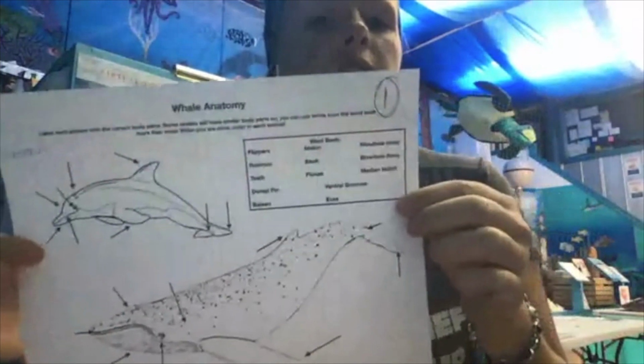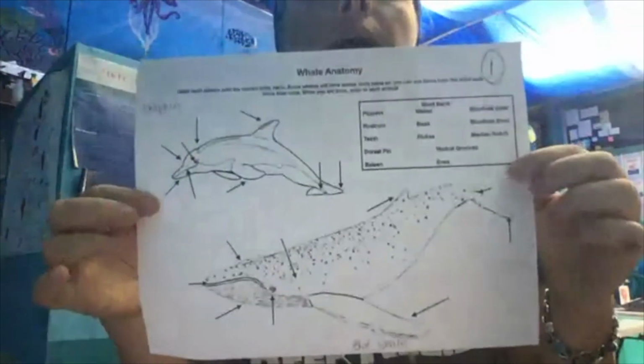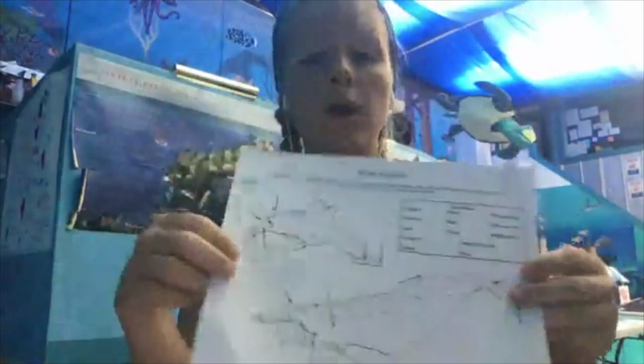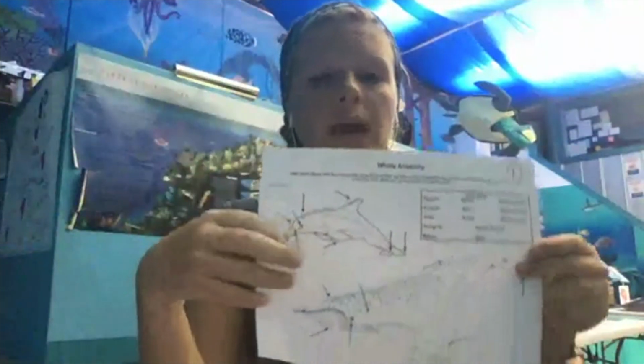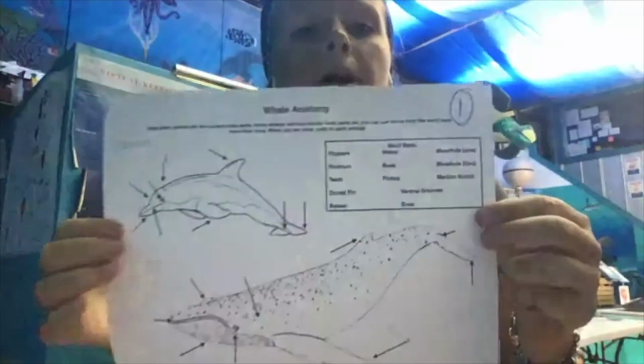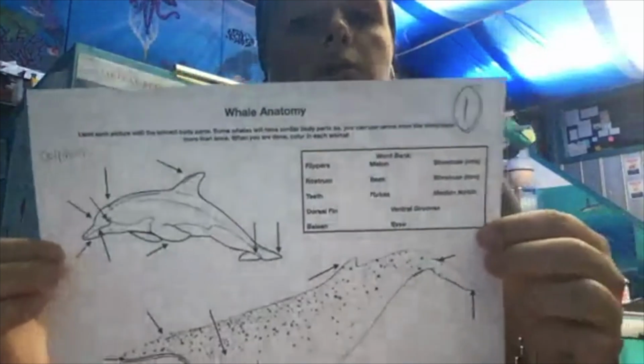So I want you guys to get out this whale anatomy worksheet. So it's worksheet number 1. And we are going to talk about, 1, their mouths and their teeth, but 2, how their anatomy or their body parts are different and also similar to one another. So we're going to do this together.